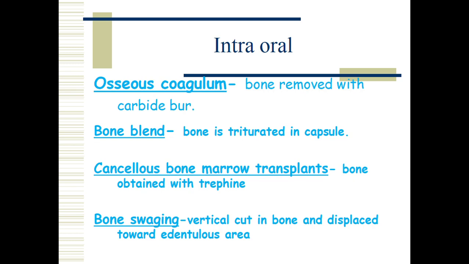In intraoral osseous coagulum, bone is removed with a carbide burr. In bone blend, bone is triturated in a capsule. Cancellous bone marrow transplant: bone is obtained with the help of a trephine. Bone swaging: a vertical cut is given in the bone and the bone is displaced toward the edentulous area.